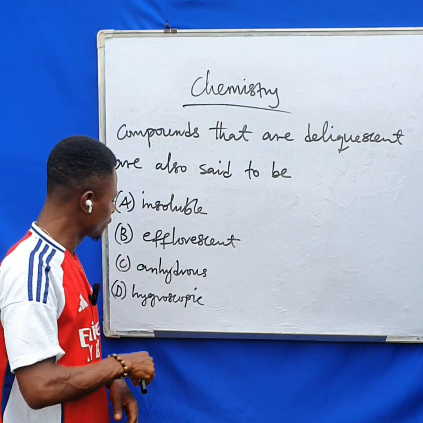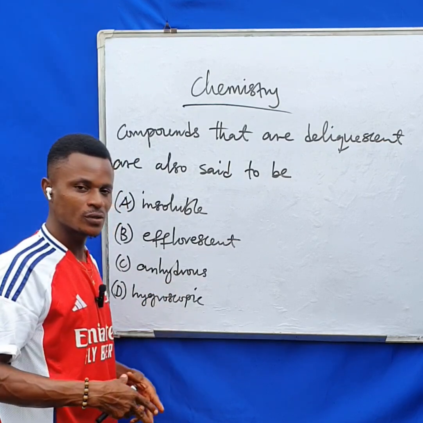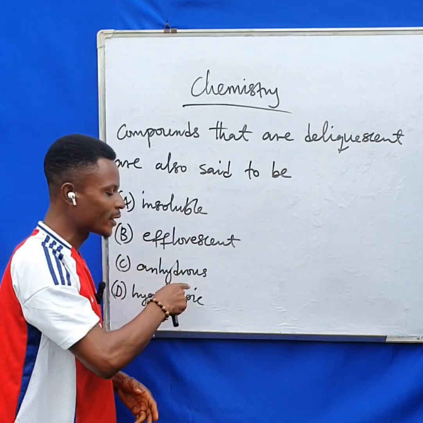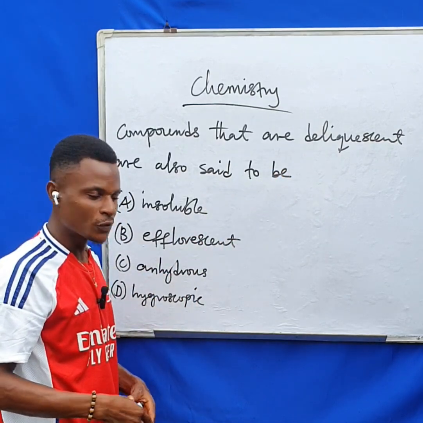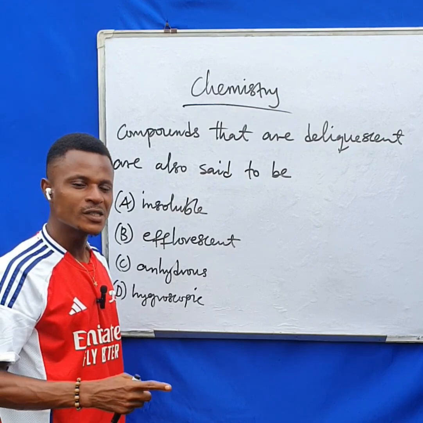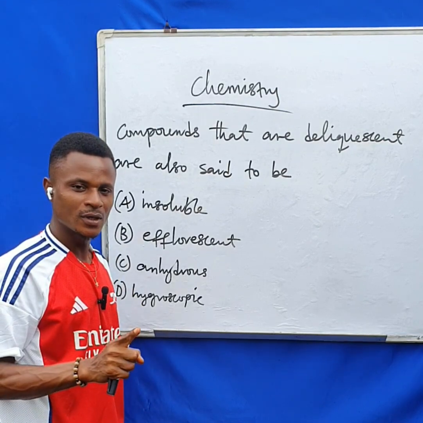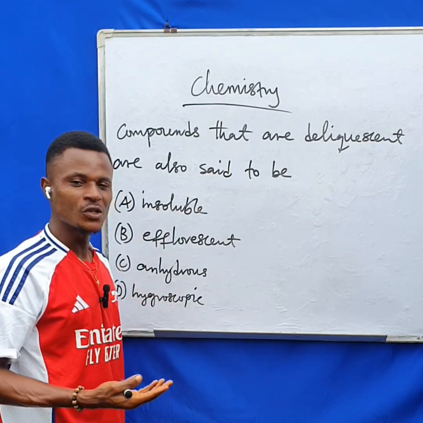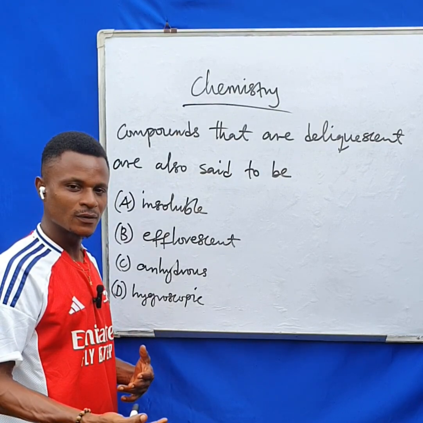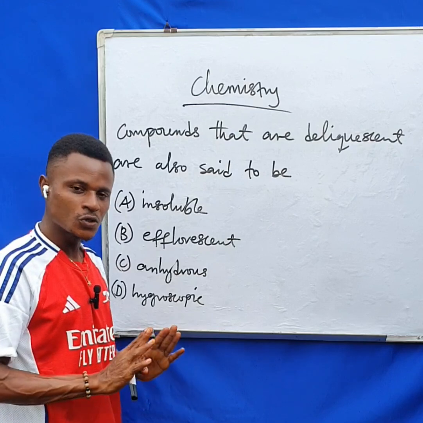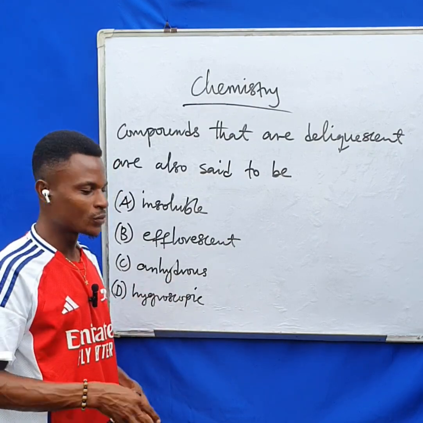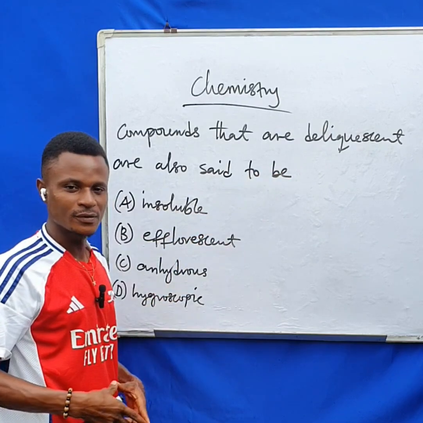And let's look at option C. Option C says anhydrous. It says any compound that is deliquescent, is it also anhydrous? What is the meaning of anhydrous? When we say something is anhydrous, it means it does not contain water in it. So this one has nothing to do with whether the substance can absorb water or it can give out water. It's only telling you that this thing does not contain water. That is what we mean by anhydrous. So this has nothing to do with deliquescence.